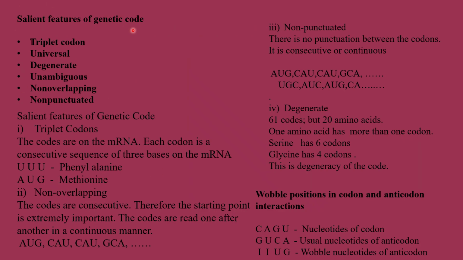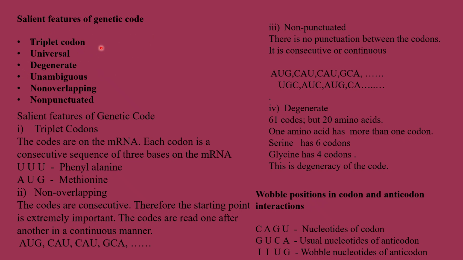Then salient features of the genetic code. Genetic codes are present on the messenger RNA, and the genetic information from DNA is transcribed in the form of this genetic code. These genetic codes are decoded over the ribosome during the process of translation in the form of proteins. So what are the important features of this genetic code? Let's have a look.